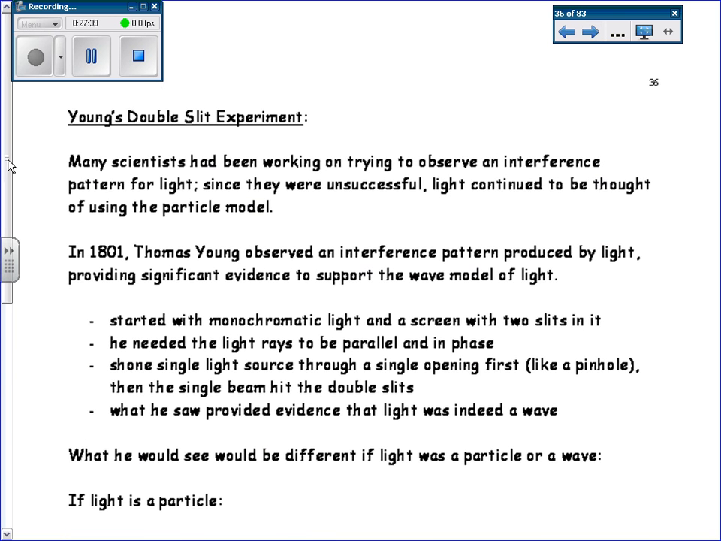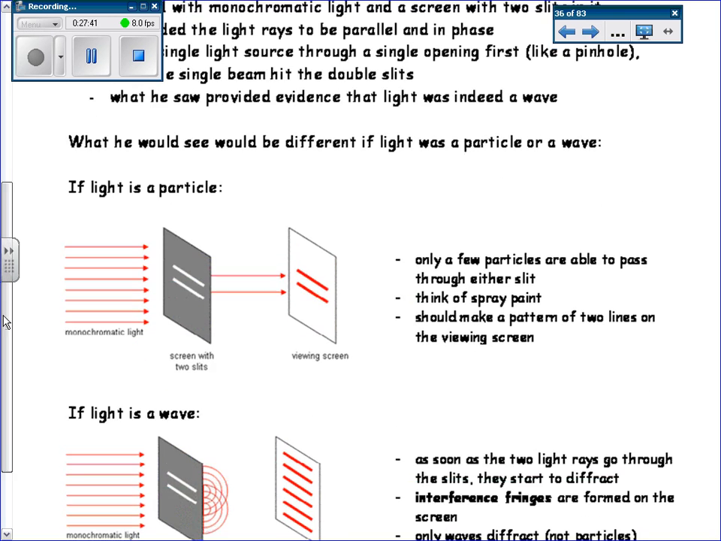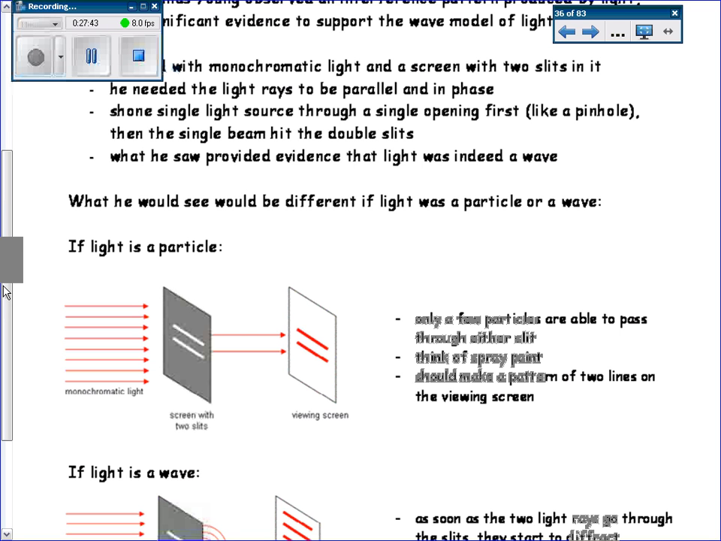And so the difference here, like what he would have seen if light was a particle: the monochromatic light is all coming through and it's all in phase going through two slits. It would have been just like if you had a picket fence and a board behind it and you spray painted in front of the picket fence, right? Some of the spray paint would hit the picket fence, and what didn't hit the picket fence would go through the back and just form two lines behind it.